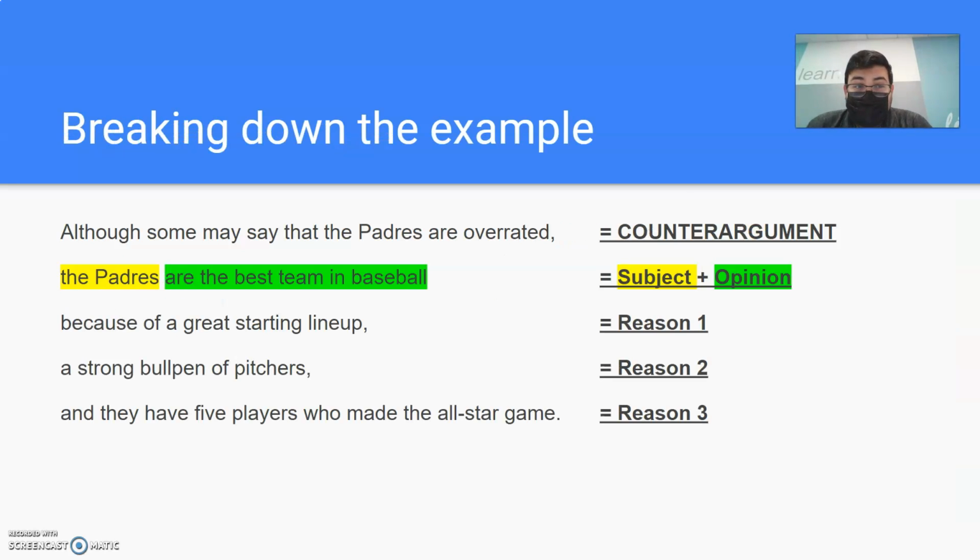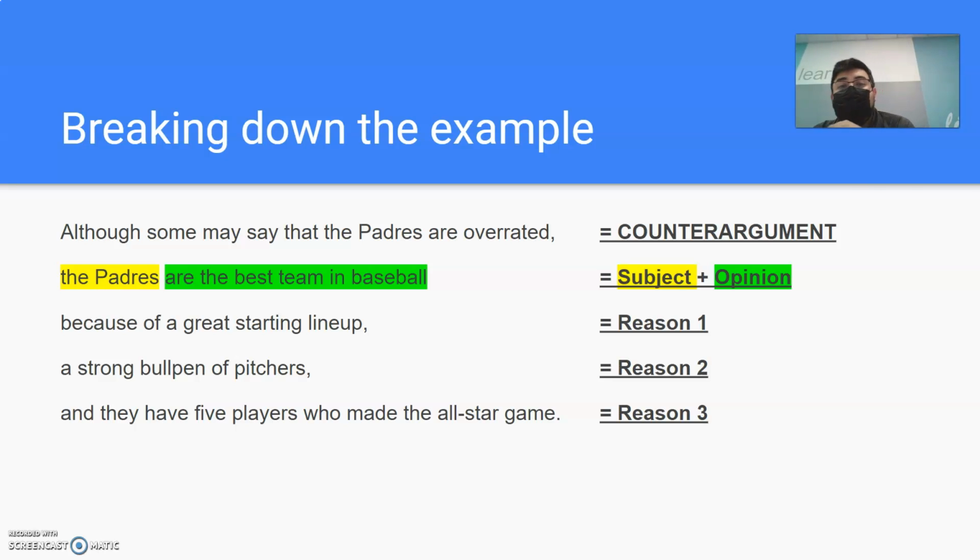Breaking down that example, the counter argument. So my subject is the Padres. My opinion is that they are the best team in baseball. Regardless of what you think about the Padres, this is what we're going to be writing about. So the Padres would be a subject. The best team in baseball would be the opinion.